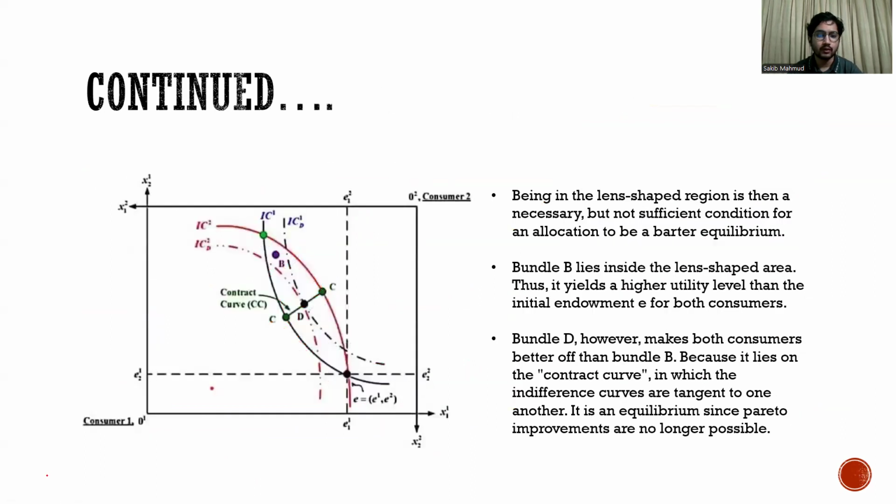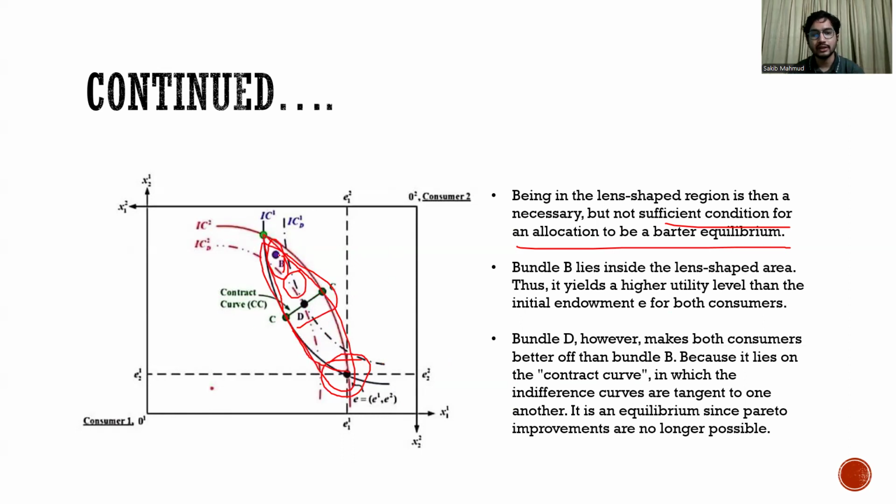Let's move on. But there is a concern: if we move to any point inside the lens, they are getting strictly better off than point A. But is it the equilibrium? No, being at a point inside the lens is a necessary condition, but it is not sufficient. To be sufficient, there should not be any space for Pareto improvement, or any space where one person can be made better off without worsening another person's utility.